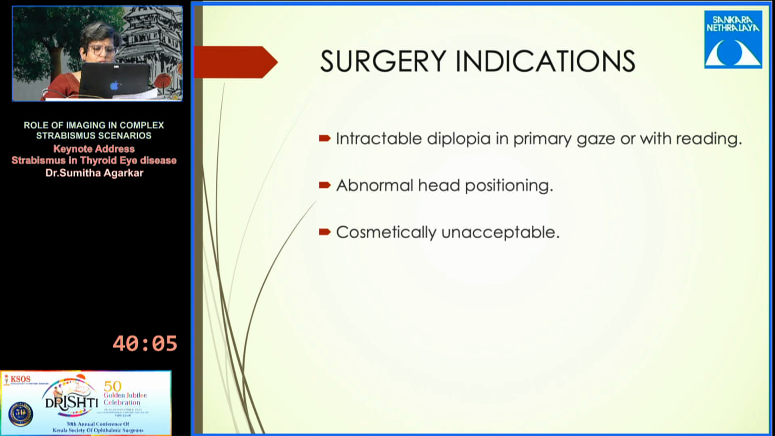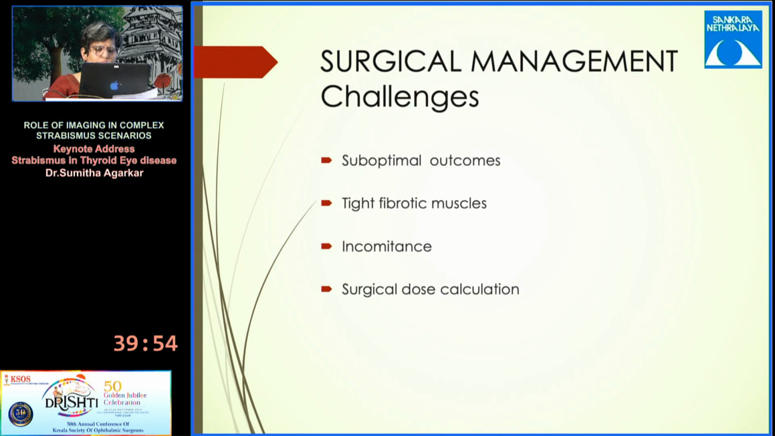Now surgical indications will be intractable diplopia in primary gaze or in down gaze, abnormal head position, and if it is cosmetically very disfiguring strabismus, then definitely you need to do something. What are the challenges? Outcomes are likely to be suboptimal. Muscles can be very tight and fibrotic. There is incompetence. Sometimes the angles are different within the gaze itself.